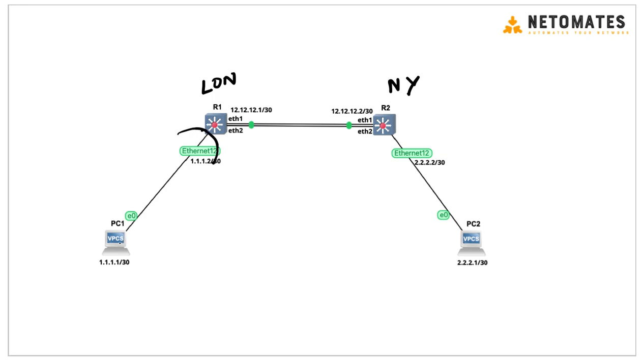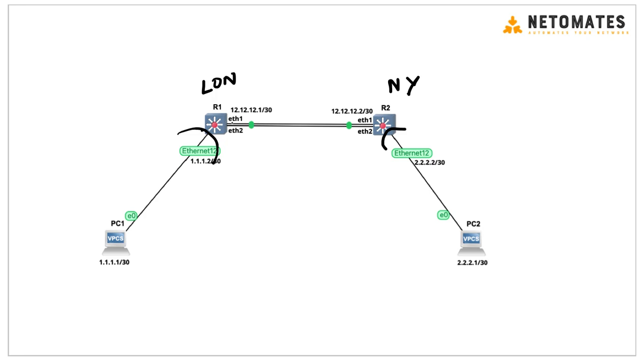Here we are only using PC1, but in a real-time scenario you have a whole office network. Similarly, behind R2 in the New York office, you also have a whole New York office network. So R1 and R2 are the core networks connecting these two branch offices.